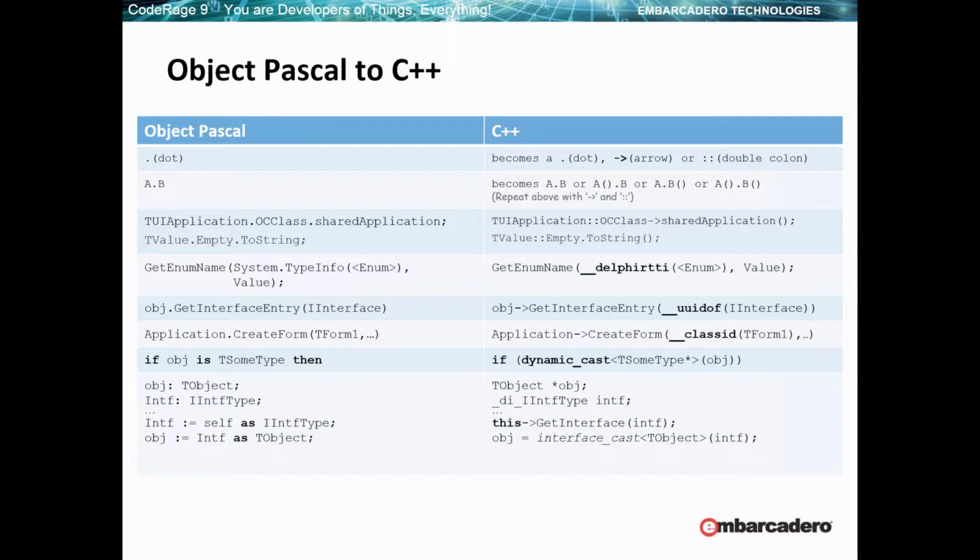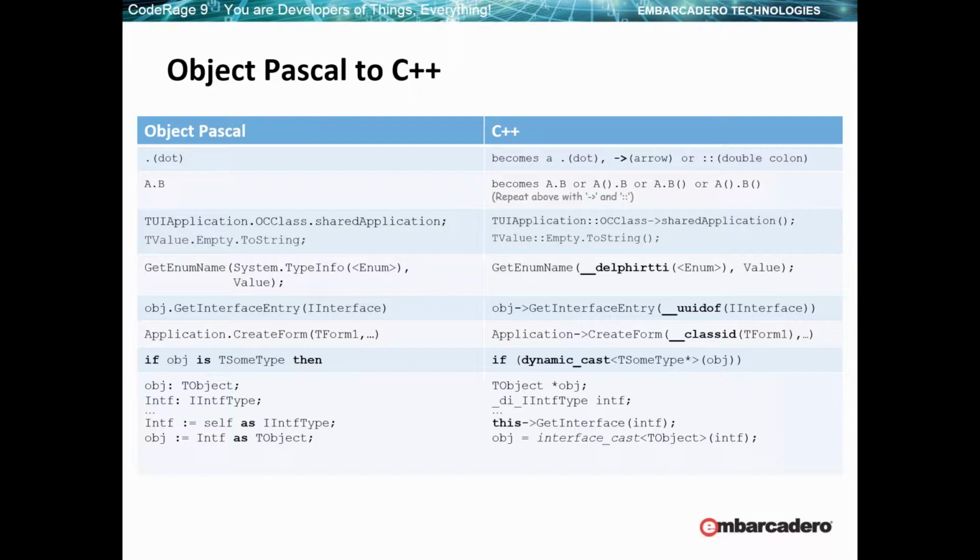Because each one of those dots could remain a dot, become an arrow, or become a colon colon, or scope resolution operator, whatever you want to call it. Because it totally depends. If we're talking about a record and you're accessing a field, it's a dot, it stays a dot. If we're talking about a class and you're accessing a field or a method, it becomes an arrow because the class is a pointer in C++. If it's a static method, it'll be colon colon. If it's a class method and you're using the type name, it'll be colon colon.